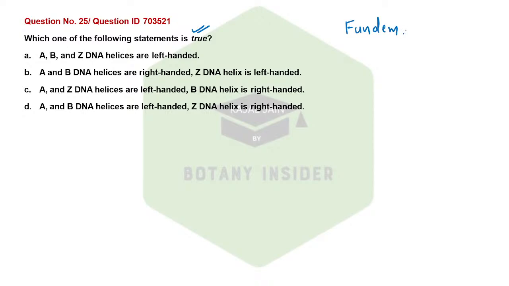Question is, which of the following statements is true? First option is A, B, Z DNA helix are left-handed. Then you have A and B DNA helix being right-handed and Z being left-handed. Then A and Z being left-handed, B being right-handed. Then you have A, B helix are left-handed, and Z being right-handed.